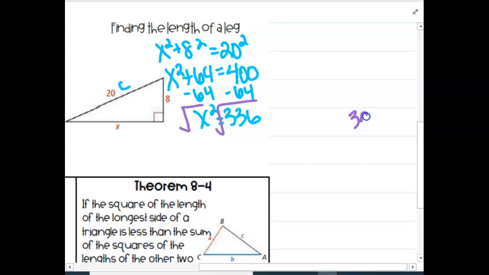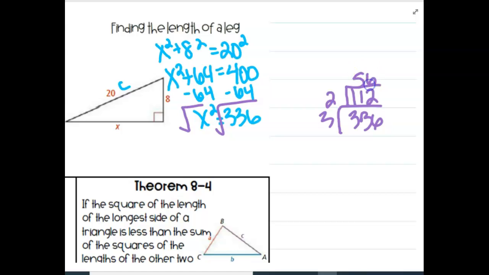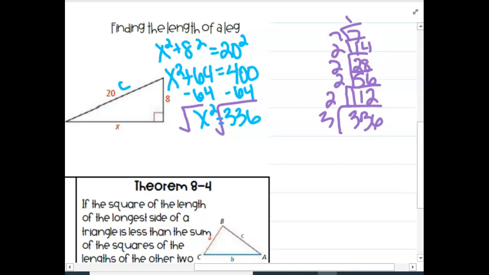So, for those who like the cake method, if we were to build our cake of 336, I would probably start by dividing out a 3, and I'd get 112. I would probably divide out a 2, and I'd get 56. A 2, I'd get 28. A 2, I'd get 14. A 2, I'd get 7. And a 7, I'd get 1.